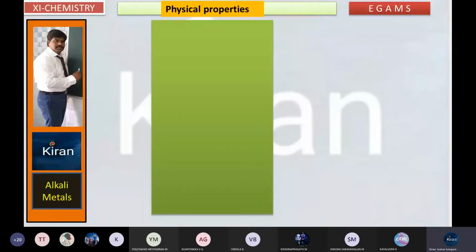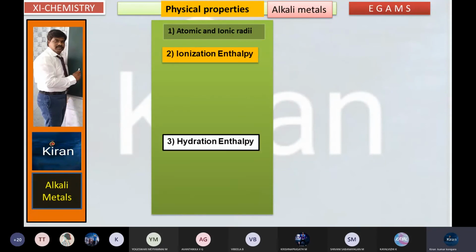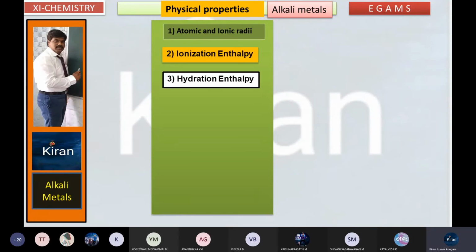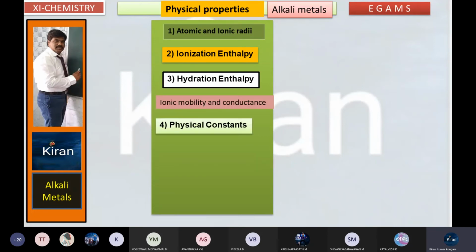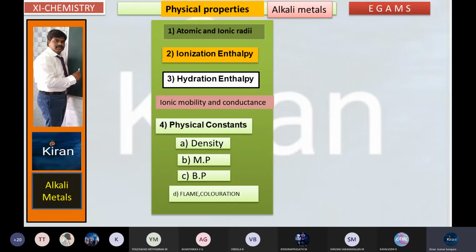Under the physical properties, we are going to learn four important subtopics. Number one is atomic radius, ionization enthalpy, hydration enthalpy, ionic mobility and conductance, and physical constants, which are density, melting point, boiling point and flame coloration. These are the topics that come under physical properties. We'll see them one by one.